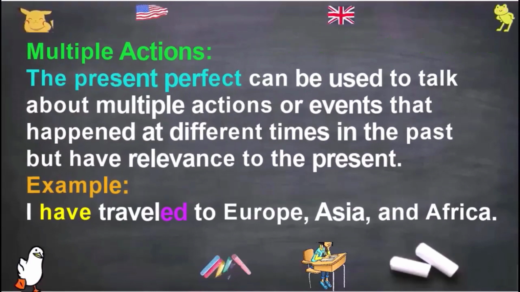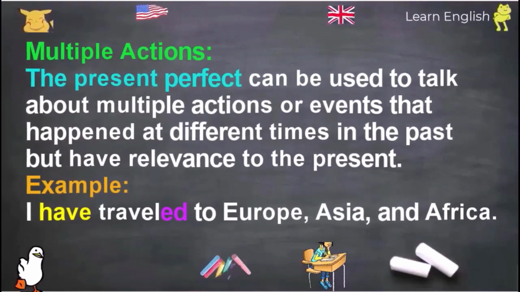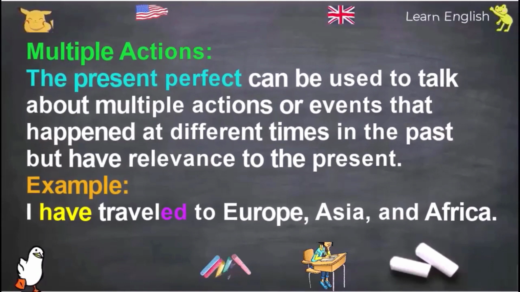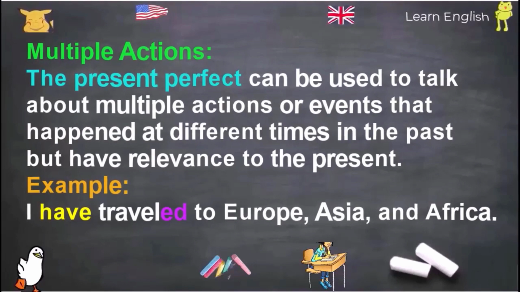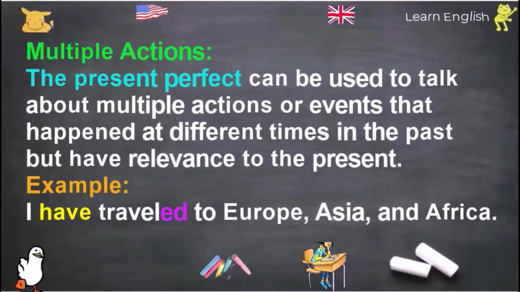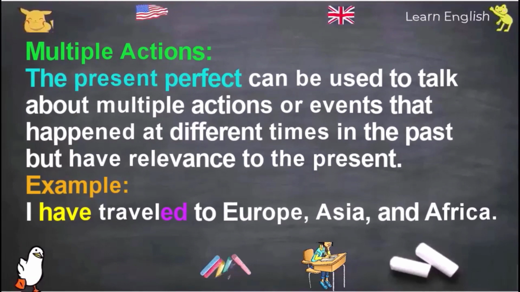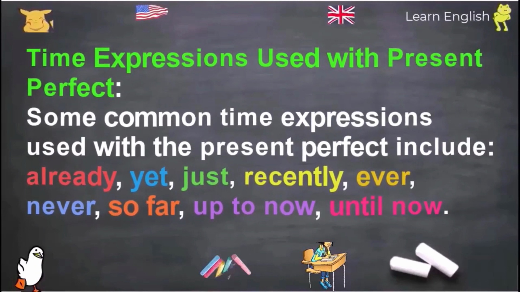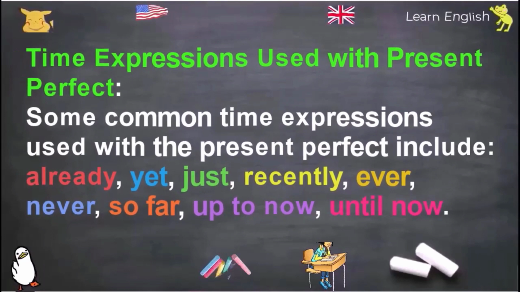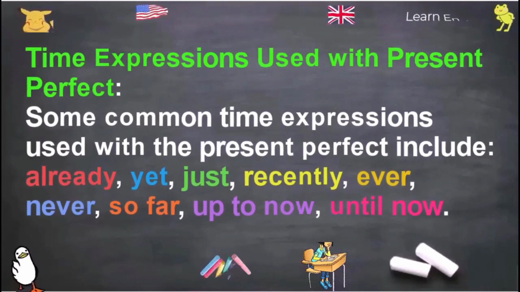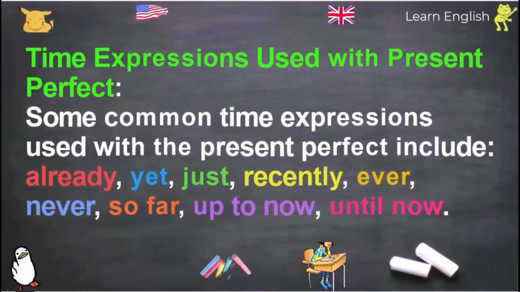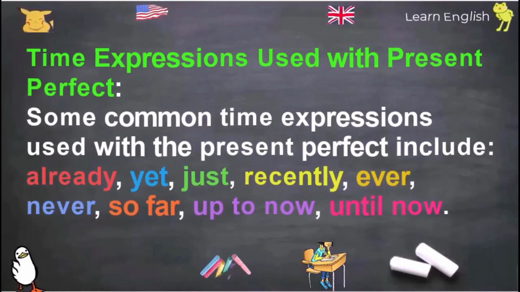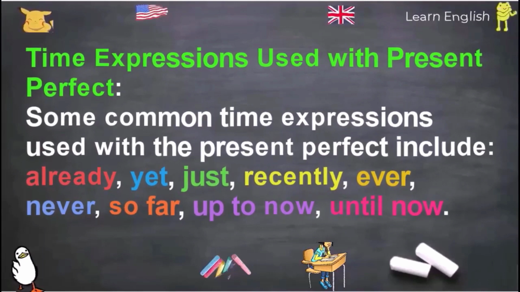Multiple actions. The present perfect can be used to talk about multiple actions or events that happened at different times in the past but have relevance to the present. Example: I have traveled to Europe, Asia, and Africa. Time expressions used with present perfect. Some common time expressions used with the present perfect include already, yet, just, recently, ever, never, so far, up to now, until now.